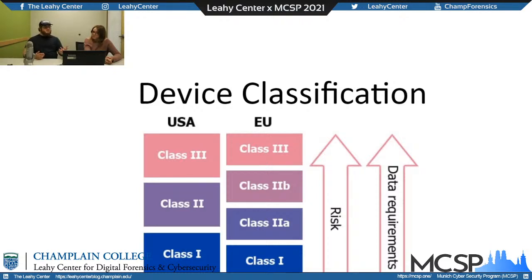Any of your class 3 devices are like, if this fails, the patient could die or be irreparably harmed. So this is where your pacemakers come in, your brain scan and surgical equipment, the electronic ones that monitor health or something like that. That's where class 3 comes in. That's where all the heavy duty regulations and controls need to be implemented.